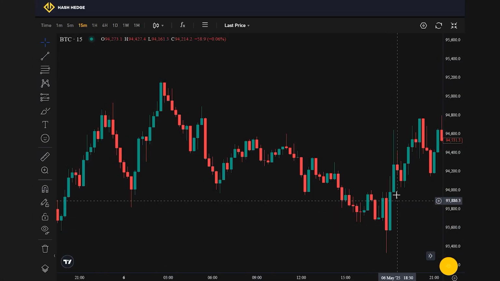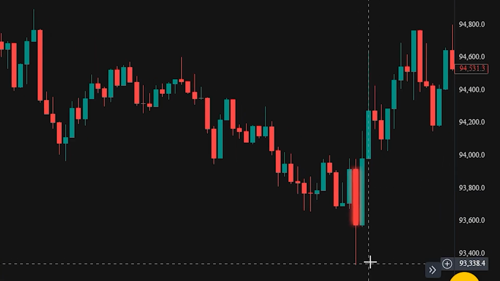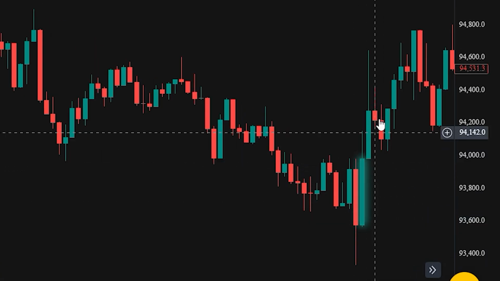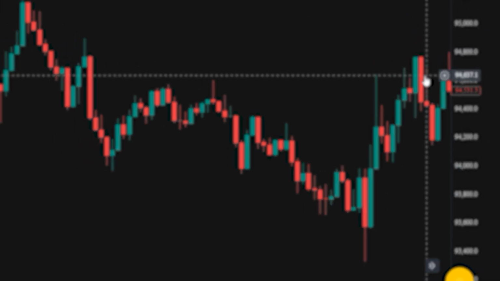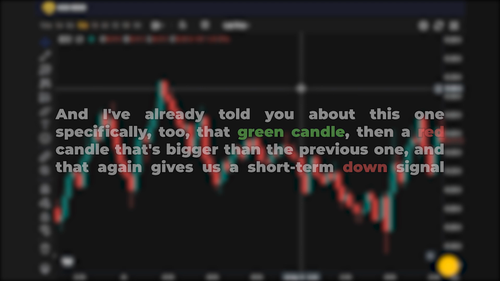The same absorption pattern, we have a long falling trend, a red candle, then a green candle appears, which is bigger in body than the red one. This is an upward signal for us. And I've already told you about this one specifically too, that green candle, then a red candle that's bigger than the previous one, and that again gives us a short-term down signal.